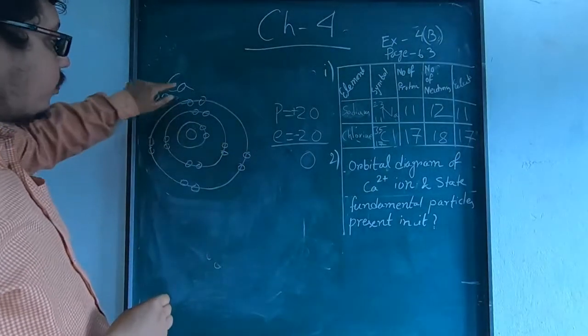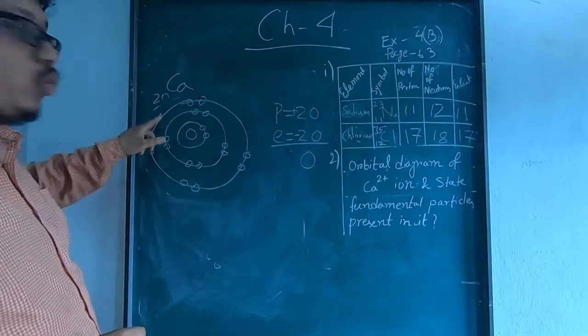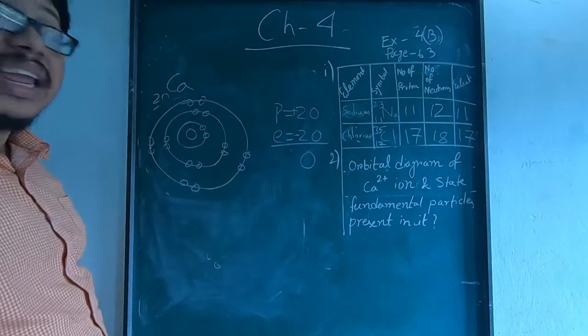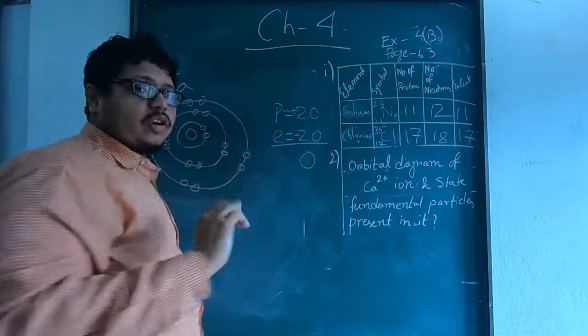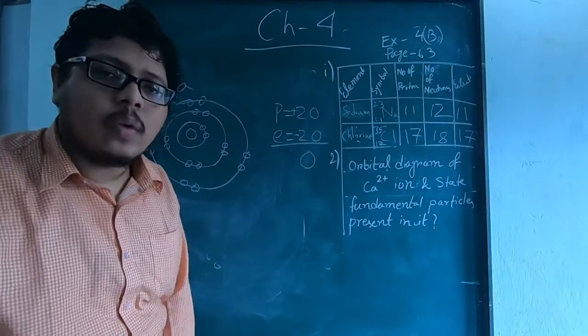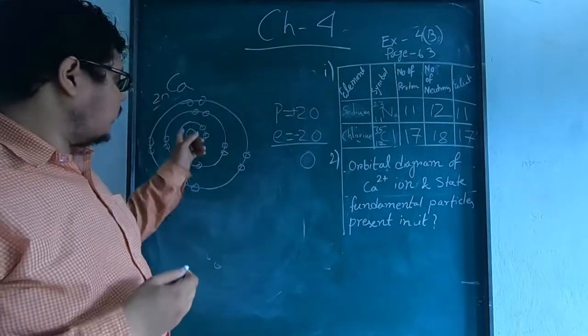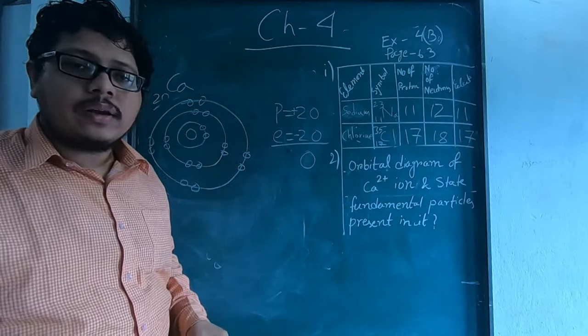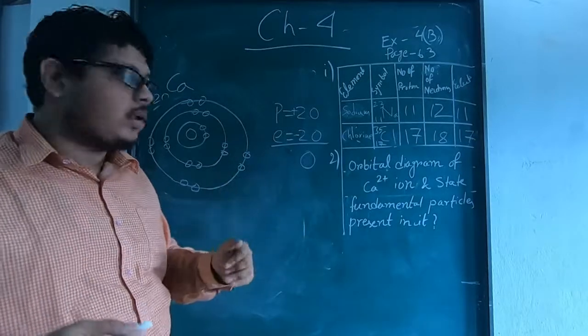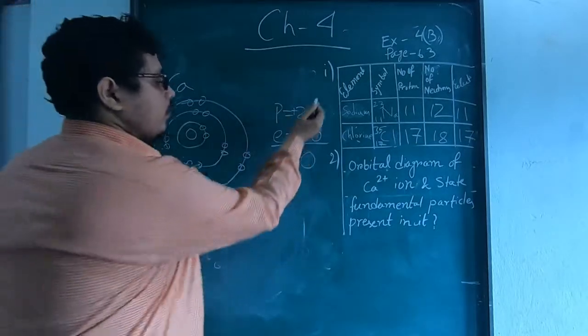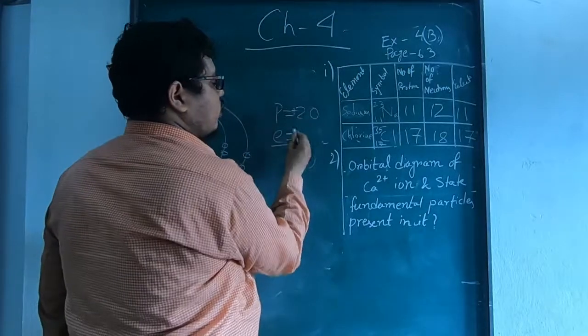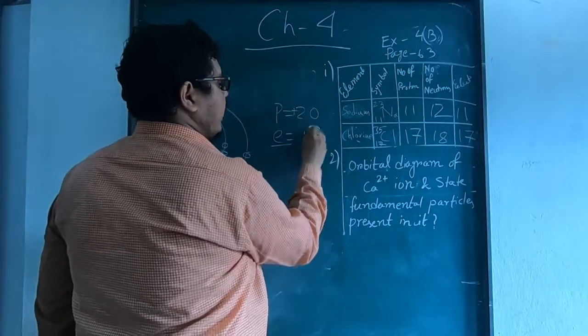Now how many do they have? Here 2 are gone from 20, how many are left? 18, right? So the proton count does not change. Why? The proton is where? In the nucleus, it is going nowhere. It is staying there only, na? So the proton is still 20, but the electron has become 18.